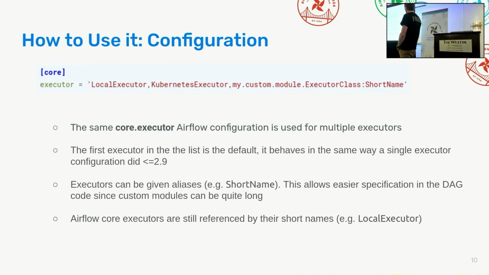Yeah, so we have short name aliases you can provide for custom module paths, to make it a little easier to use. You'll see how to use those in a second. And core executors are still referenced by the names that we're all familiar with: local executor, celery executor in this case, and Kubernetes executor in this example.